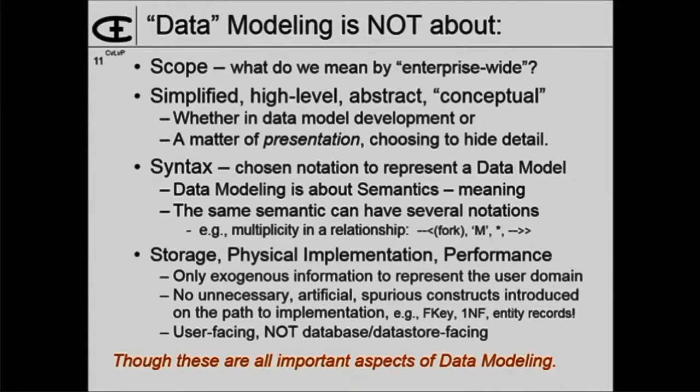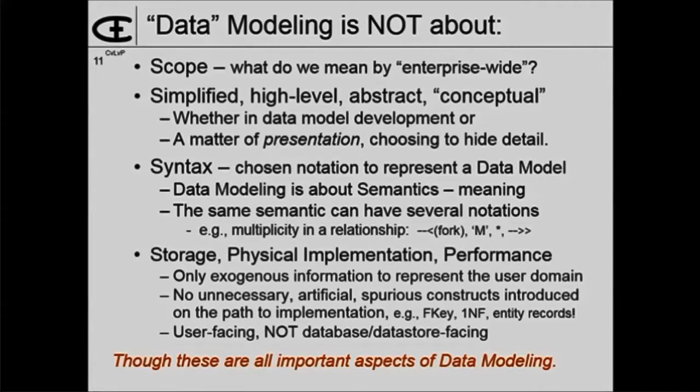The syntax chosen to represent the model, that's about the semantics and the meaning of the model. The same semantic can have different notations, and that can be a problem too. I've indicated for manyness, we have the fork, which I propose. People use the letter M for many, and I don't know how that fits in Arabic or Chinese. Okay, you might have a different symbol. We want to be internationalized in the notation that we use. An asterisk is used, a double-headed arrow is used for manyness.